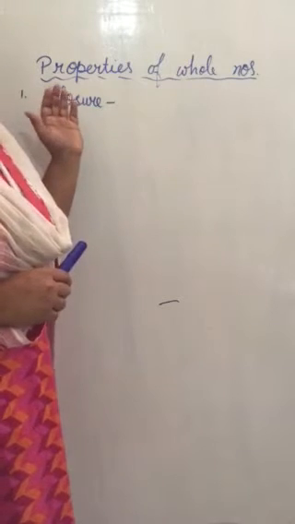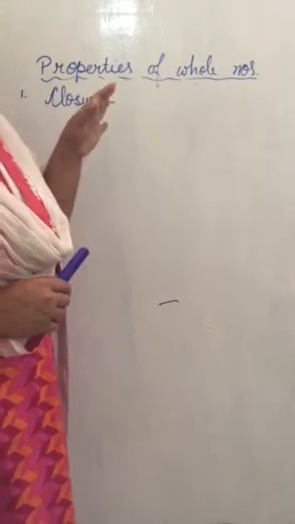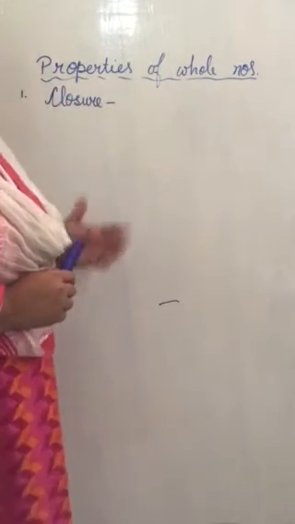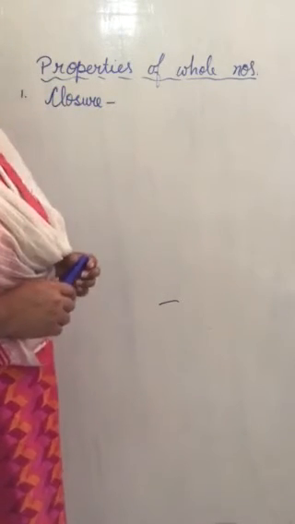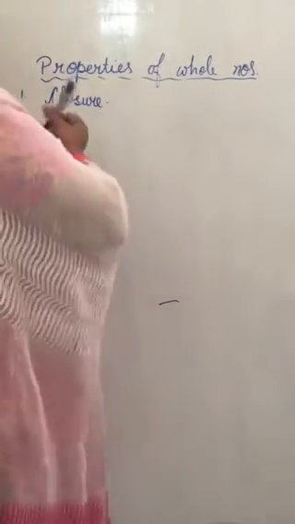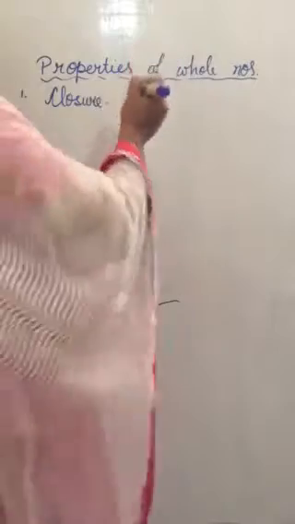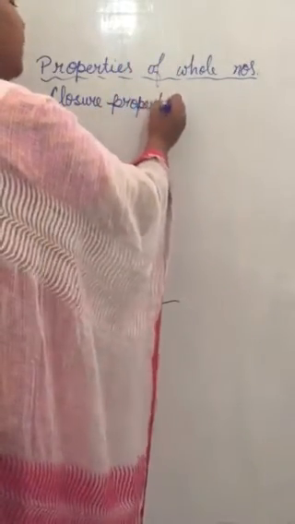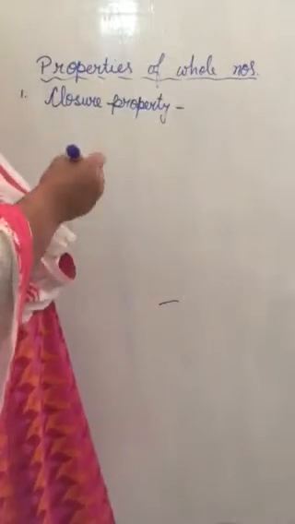Here you can see that I have written properties of whole numbers. You also need to write it down in your notebooks. The first property, as you can see on the board, is closure property. So I need to write here closure property. Now what is closure property?